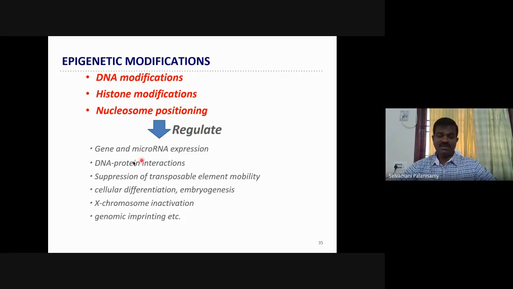So all these things regulate various aspects, that is genome imprinting, X chromosome inactivation, cellular differentiation, embryogenesis, suppression of transposable element mobility, DNA-protein interactions, and gene and microRNA expression.